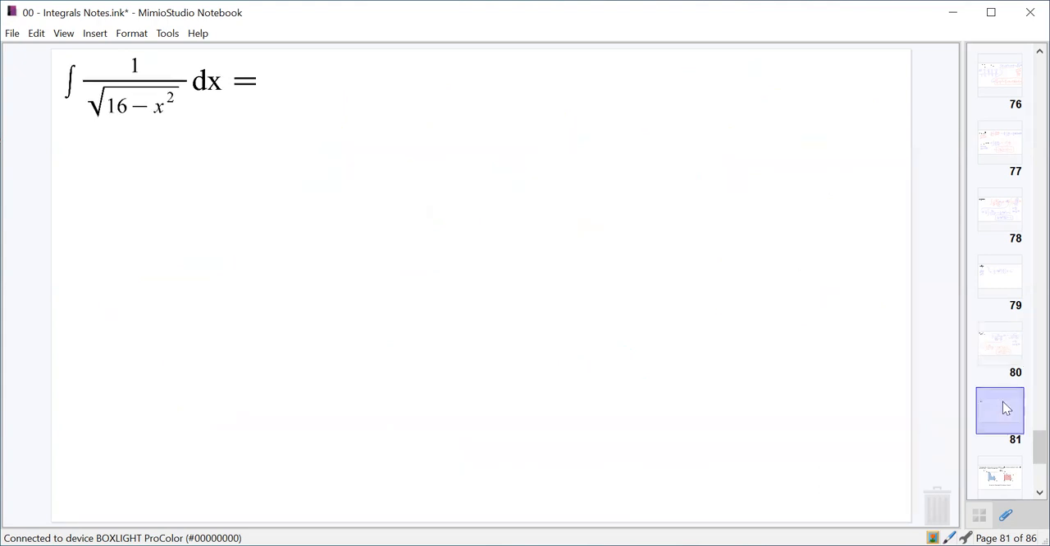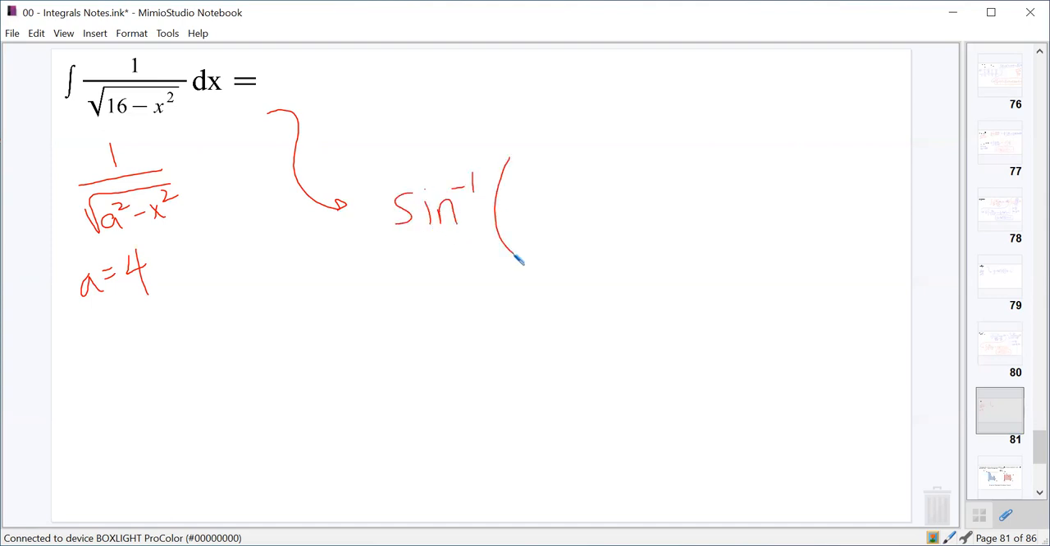And so we'll real quickly just do one problem where we just follow that formula. Right here we've got the form 1 over the square root of a squared minus x squared, where a is equal to 4. So our integral should then just become the inverse sine of x over a, x over 4, plus our constant.